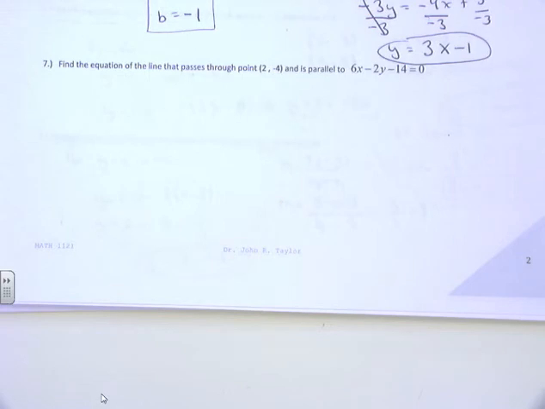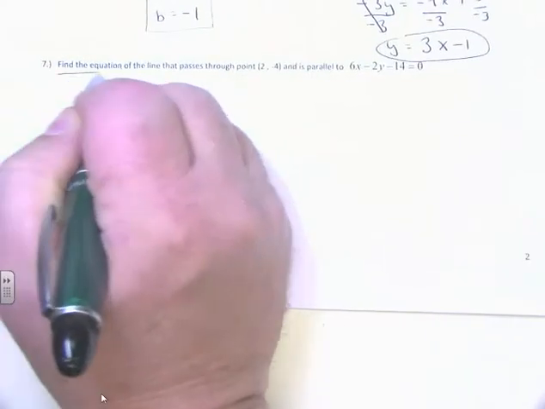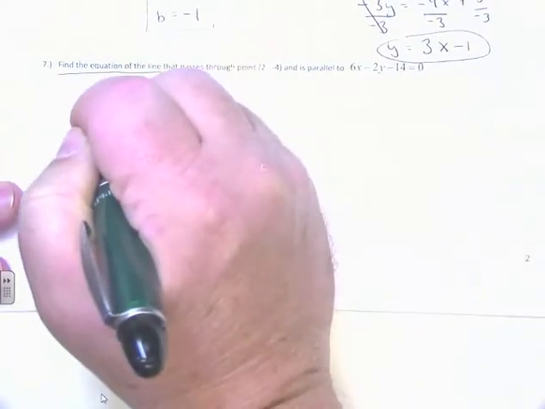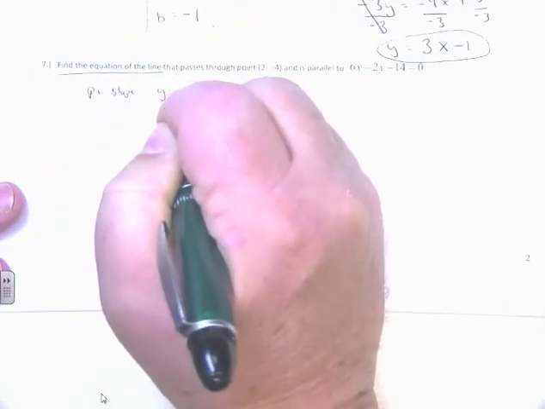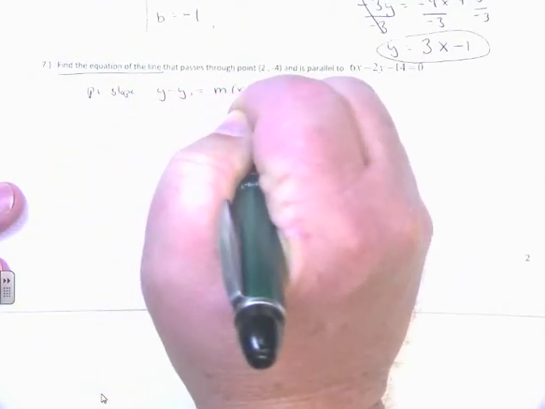What's the first 5 words? This is where you start. First 6 words: find the equation of a line. Point slope. That's where you start a problem like this. y minus y1 equals m times x minus x1.